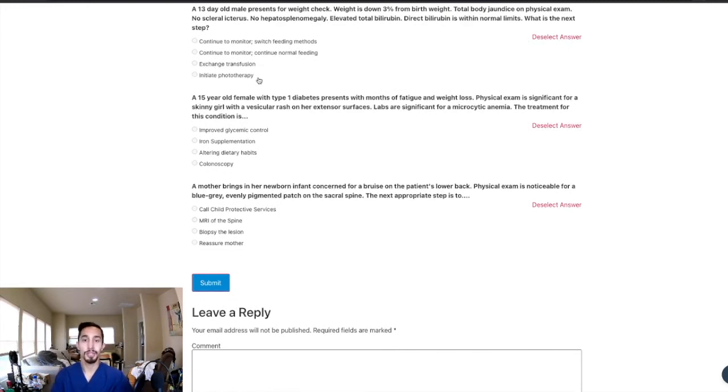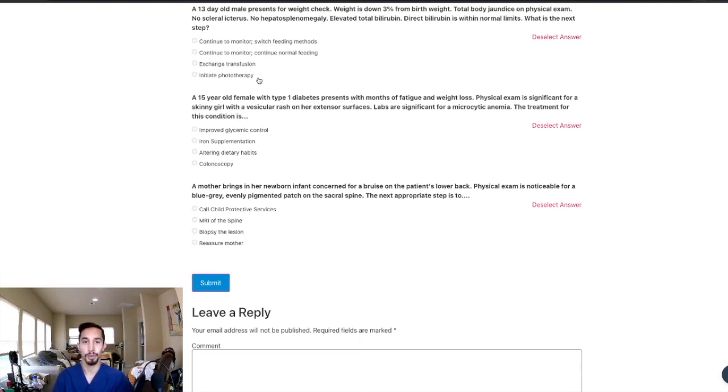Next question. A 13-day-old male presents for a weight check. Weight is down 3% from his birth weight. Total body jaundice on physical exam is noted. No scleral icterus, no hepatosplenomegaly, elevated total bilirubin, but a direct bilirubin that's within normal limits. What is the next best step?